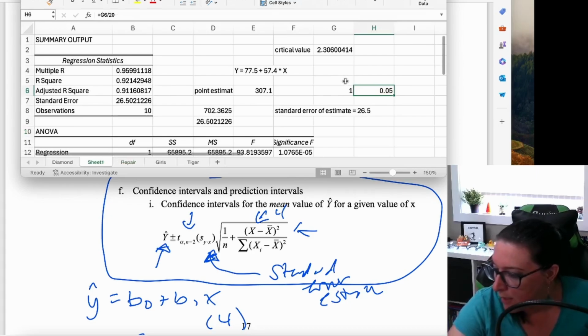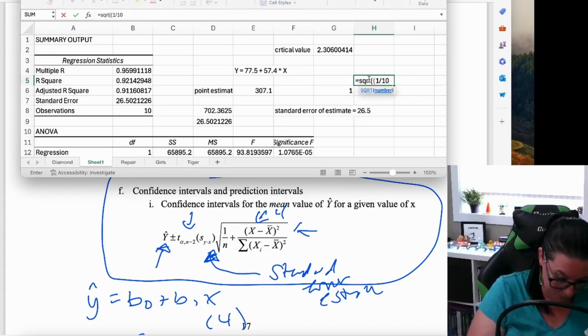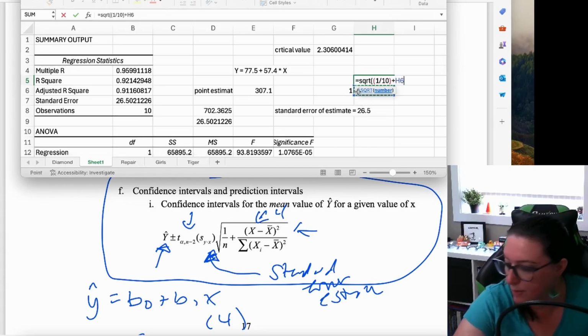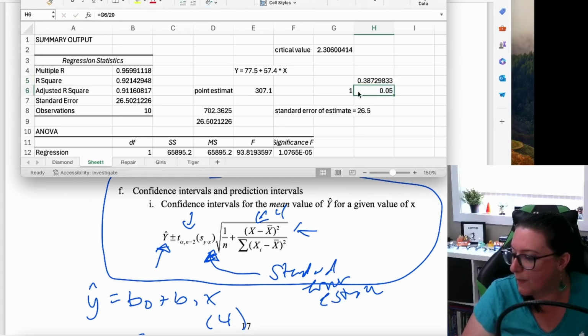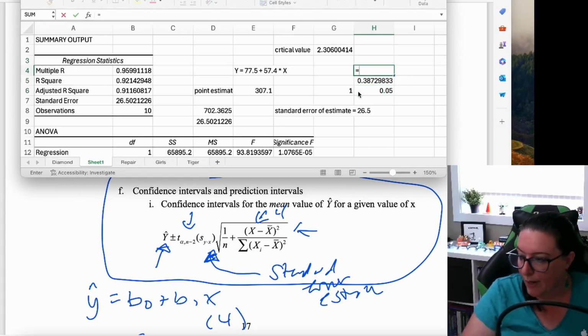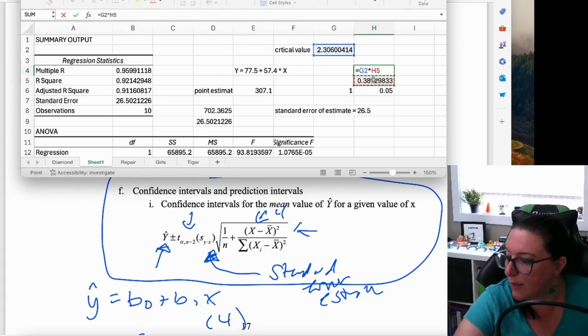Okay. And so now I have this part. So just to do this, I'm going to do the square root of 1 divided by 10 plus I am going to add all of this, which is the part that's hidden there. All of that lives under the square root. So now I'm going to take that and do my critical value times my standard error times the number I just calculated.